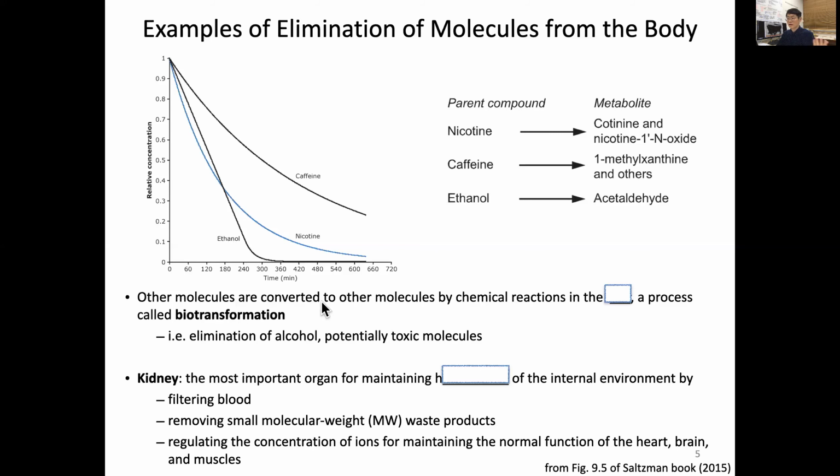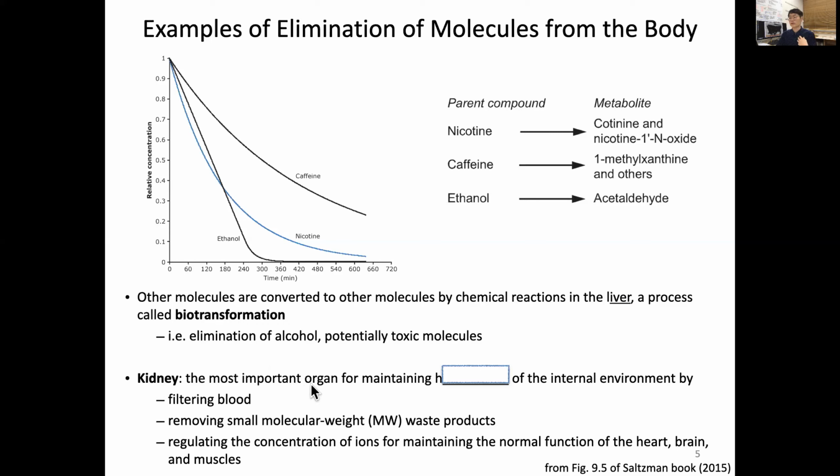Some molecules are converted into another molecule by chemical reactions, especially in the liver, a process we call biotransformation. An example here is elimination of alcohol, because it's a potentially toxic molecule.